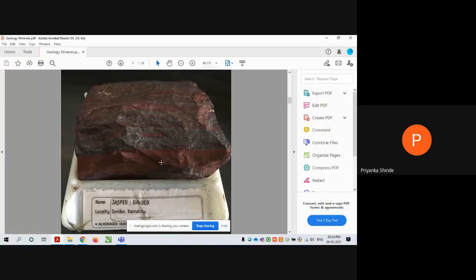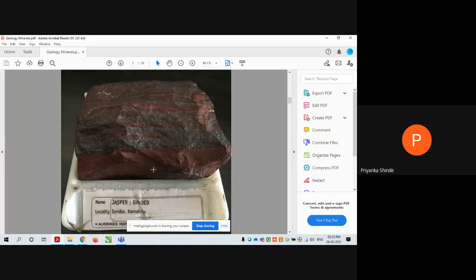The jasper specimens which are available in our lab, that I am showing you, occur in varieties of color. The first property I'm telling you is color. Color is when light falls on the mineral, a few radiations are absorbed and a few are emitted. Whatever is emitted, that we see as color.